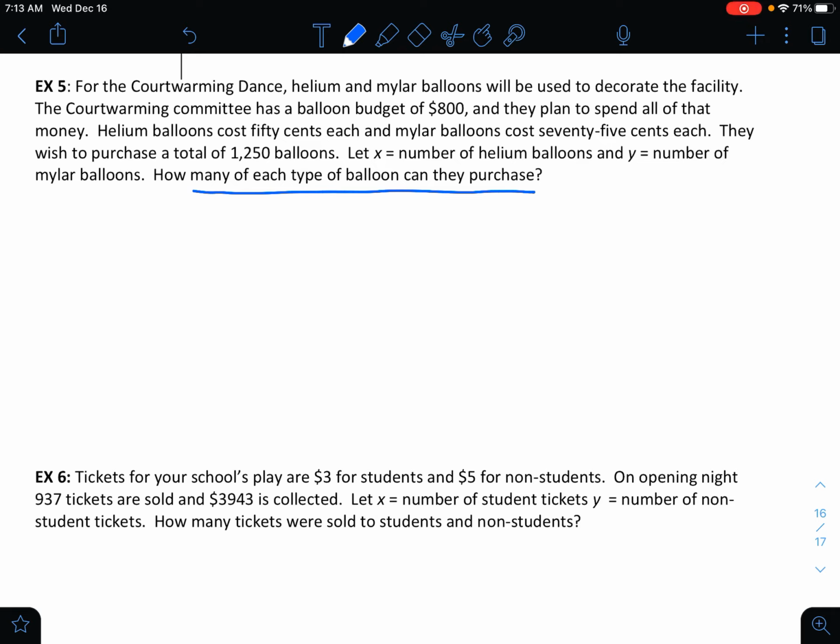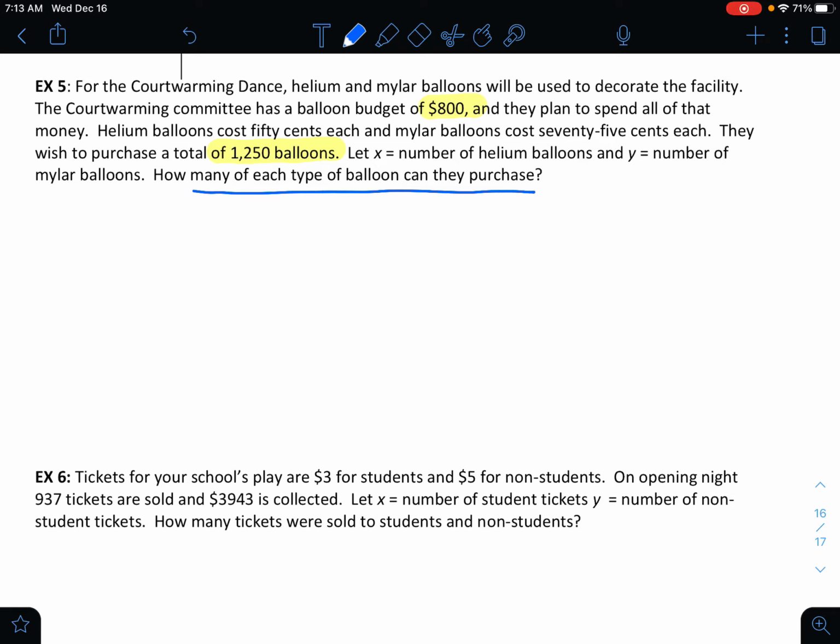So I'm coming up with the number of helium versus mylar. In order to get your two equations, when I see 800 and 1,250 balloons, I'm seeing that I have some information about the total amount of money they want to spend, and some information about the total number of balloons they want to order. So those are going to be my two topics in my equations. So let's start with the money.